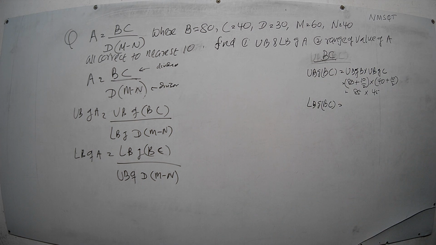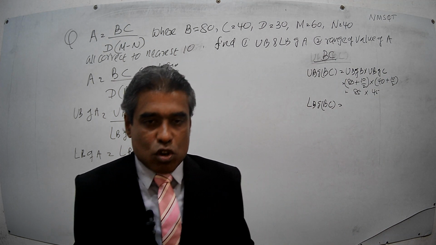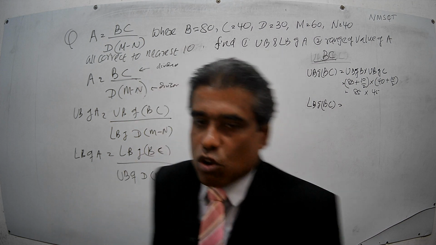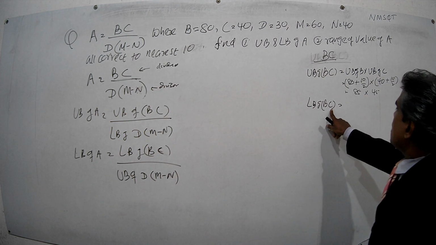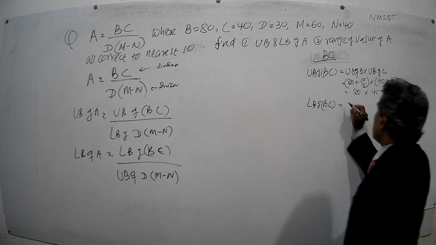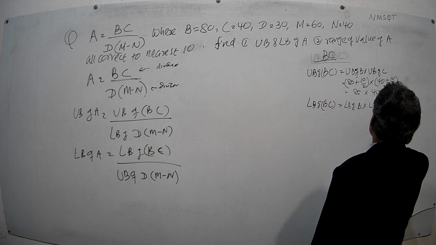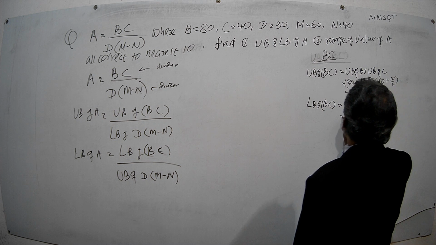That is also the lower bound of product. Lower bound of product equals product of the lower bounds. Therefore lower bound of product BC equals lower bound of B into lower bound of C. Then you can write this: lower bound of B into lower bound of C. Right. Then lower bound of B.